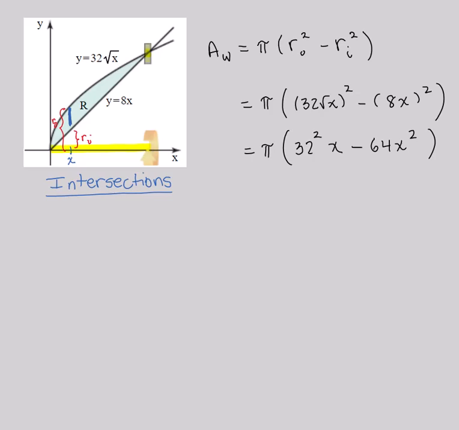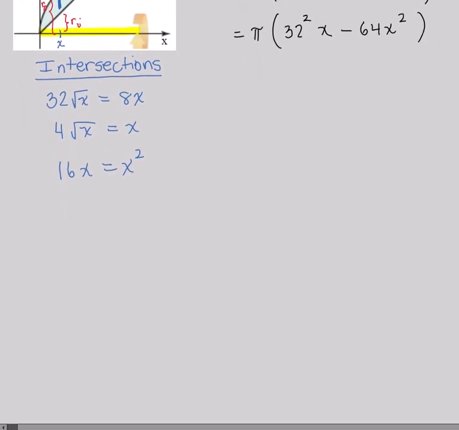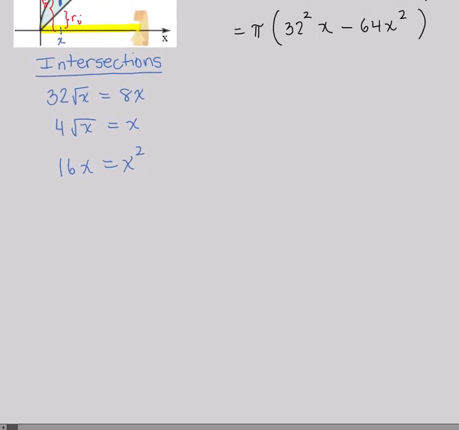So let's go ahead and figure that out by setting the curves equal to each other. So we're going to have 32 square root of x equal to 8x. We can divide out the 8. 8 divides into 32 4 times. We have that. We have a square root, so we will square both sides. That will give us this equation. And then we'll move everything to one side and factor.